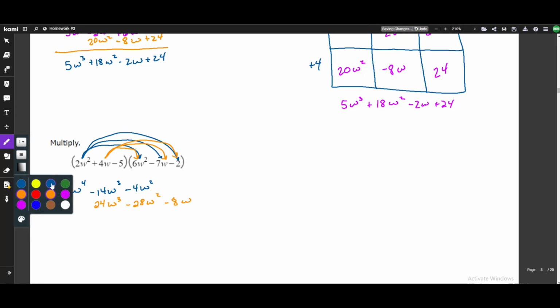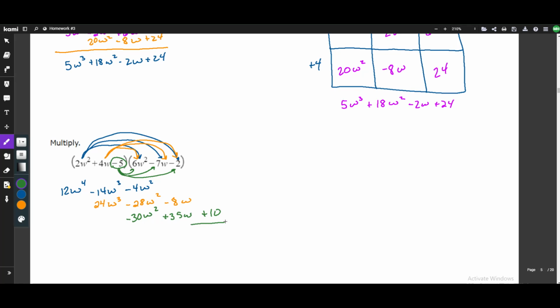One more to distribute. I'm going to distribute that negative 5. Remember that negative is attached to it. If you need to, circle it. Negative 5 times 6w squared is going to be negative 30w squared, so I want it under the w squared column, minus 30w squared. Negative 5 times a negative 7 is a positive 35w. And negative 5 times negative 2 is plus 10.